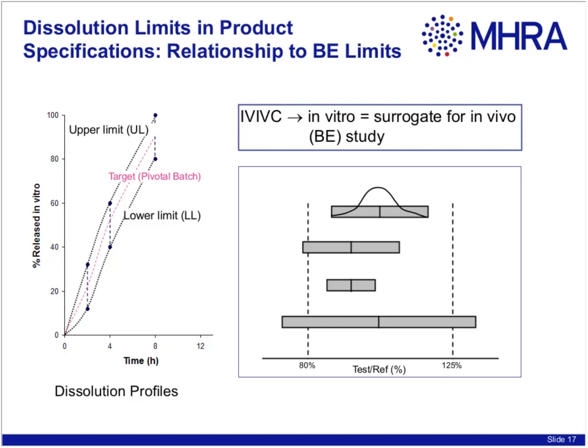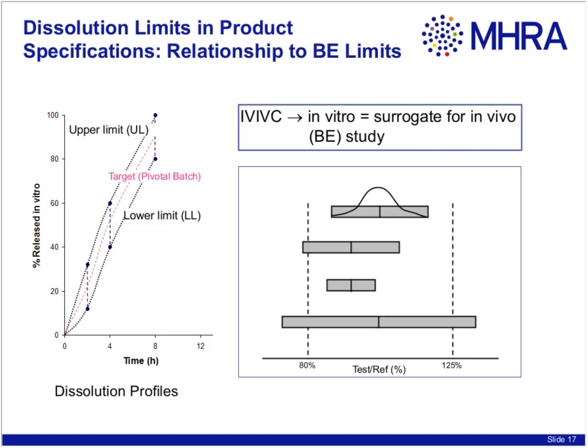Depending on the variability of the product, you would do a ratio of your geometric mean Cmax and AUC with a 90% confidence interval. If you look at the top profile here, this is illustrating a 90% confidence interval, and you would accept that it is bioequivalent if it's in this region of 80 to 125.